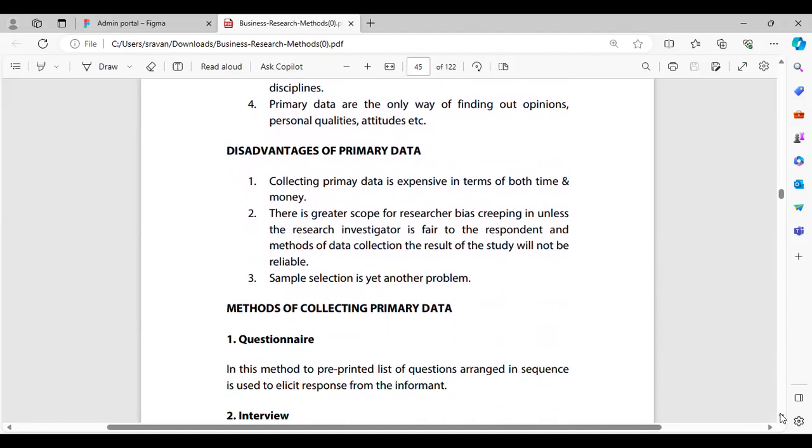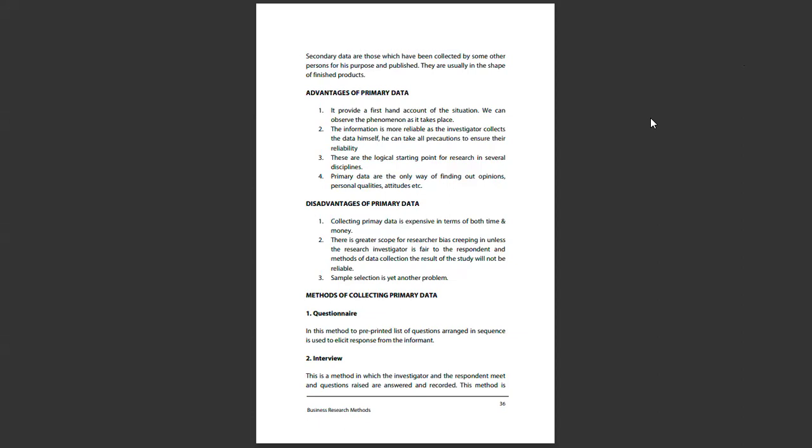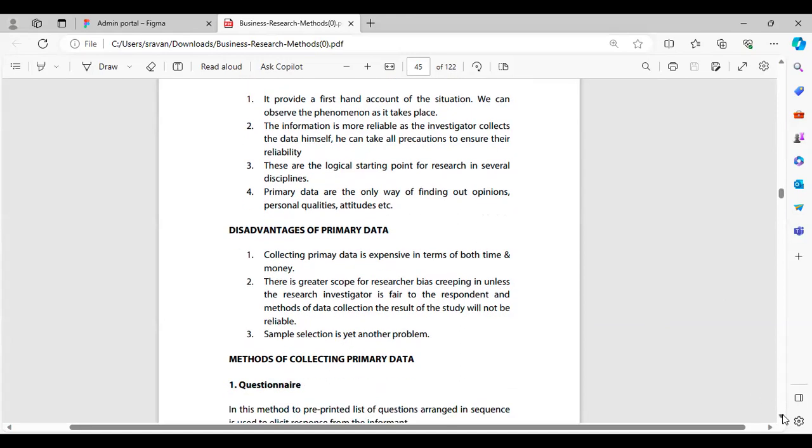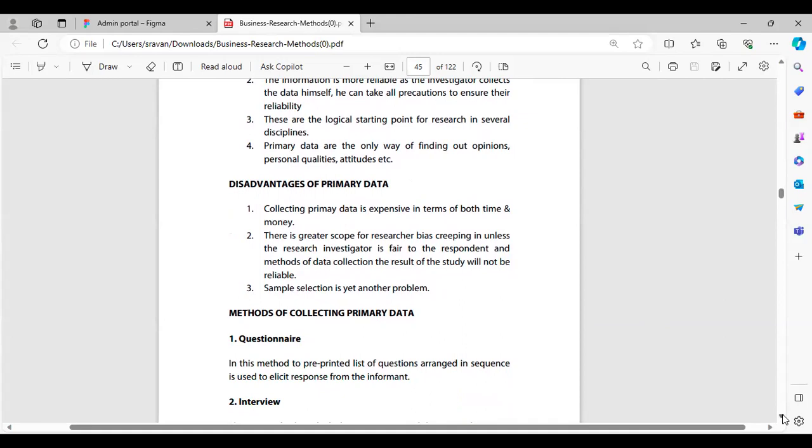Next, disadvantages of primary data. Collecting primary data is expensive in terms of both time and money. There is greater scope for researcher bias creeping in unless the research investigator is fair to the respondent and the methods of data collection, or the result of the study will not be reliable. Sample selection is yet another problem.